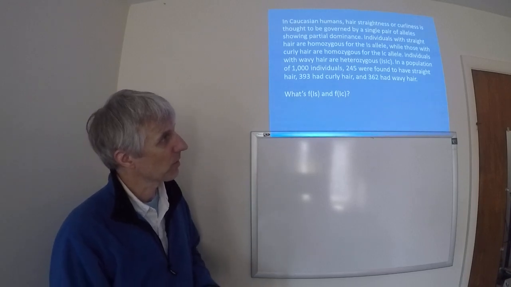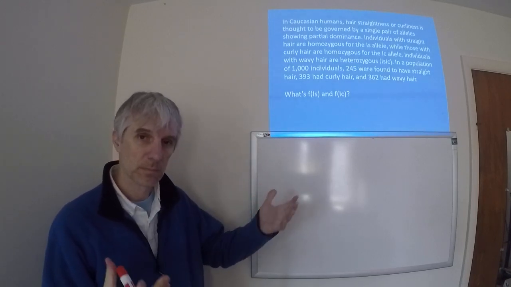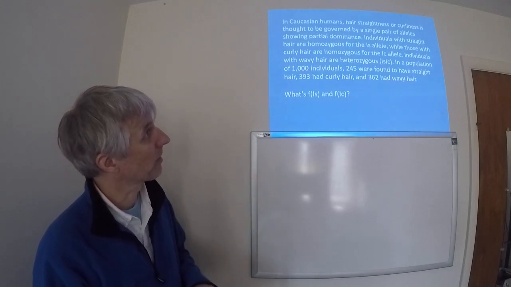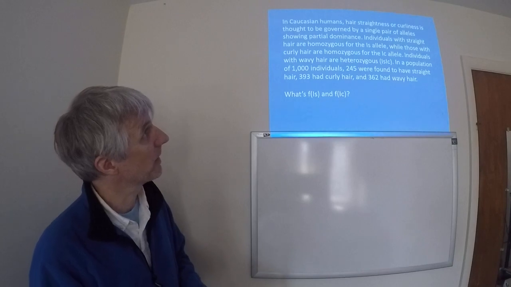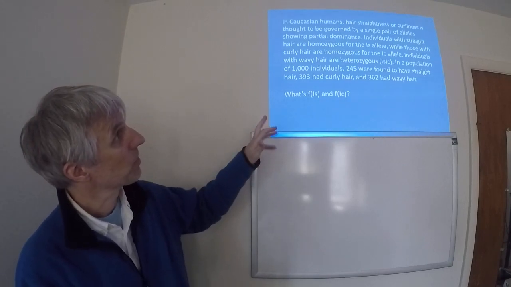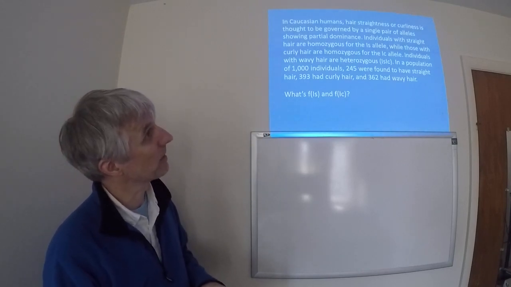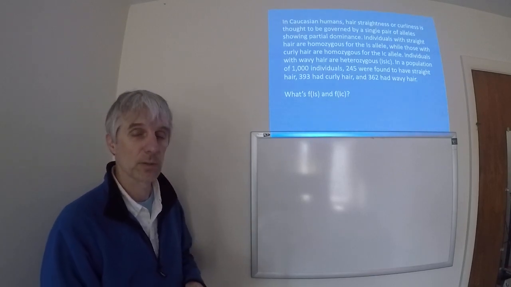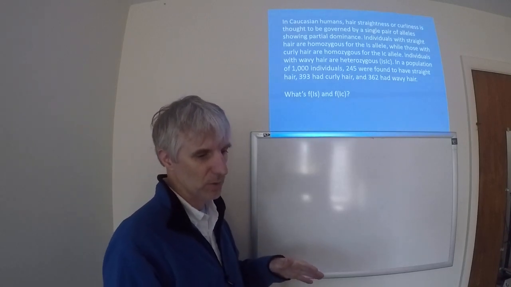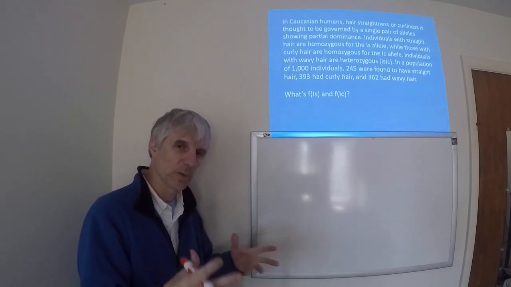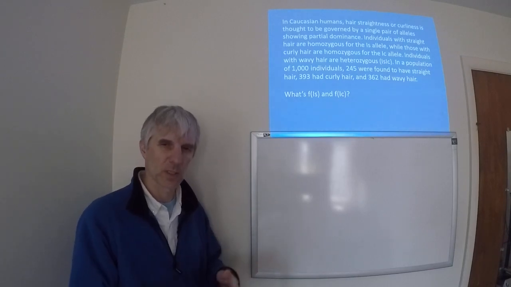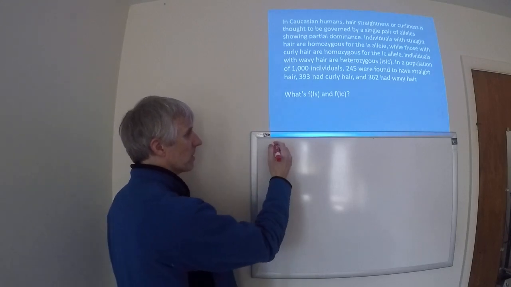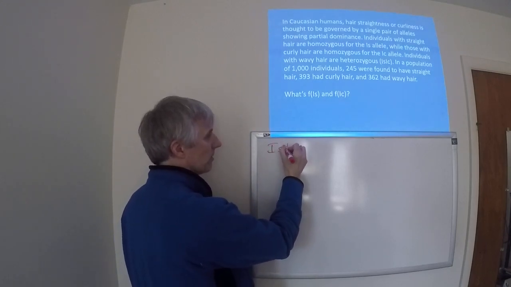Thought we would go ahead and start with a word problem here. This particular one deals with hair type in Caucasians. So in Caucasian humans, hair straightness or curliness is thought to be governed by a single pair of alleles showing partial dominance. We don't have to be too concerned with partial, incomplete, complete dominance here. The rest of the question explains what that means. Individuals with straight hair are homozygous for the IS allele.